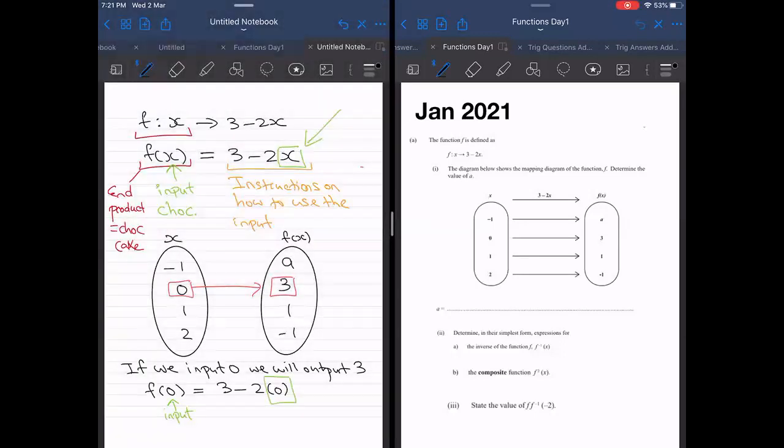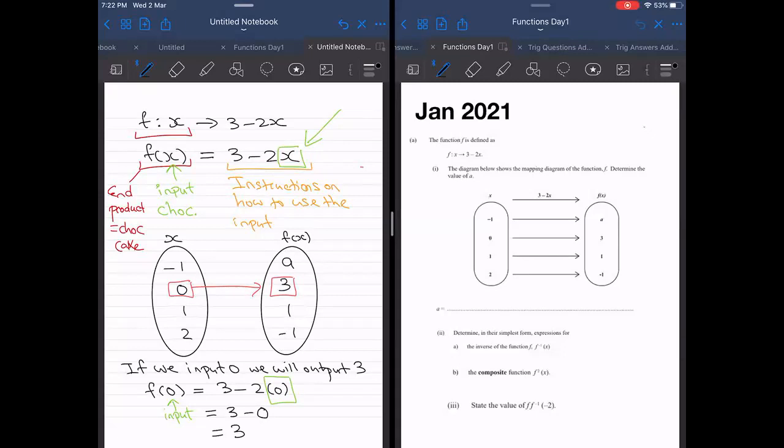So if they tell me to put the eggs after the flour, then that's what I have to do. Right, and we know that any number times 0 is 0. So that's how they got the 3. Right, so they're asking us for A, but I just want to show you how to understand what the diagram is saying. So the diagram is saying if you input 0, what you output is 3. And I just proved that to you.